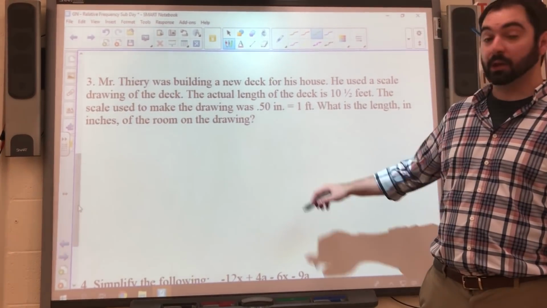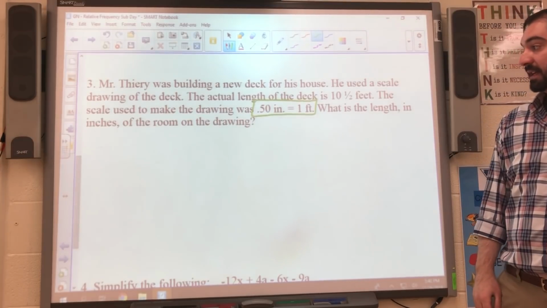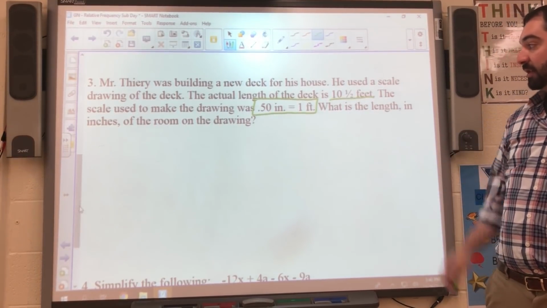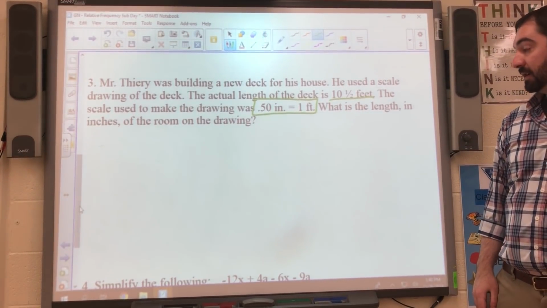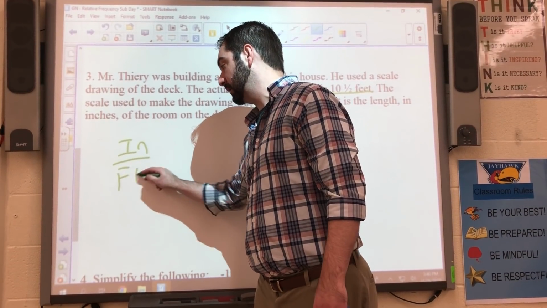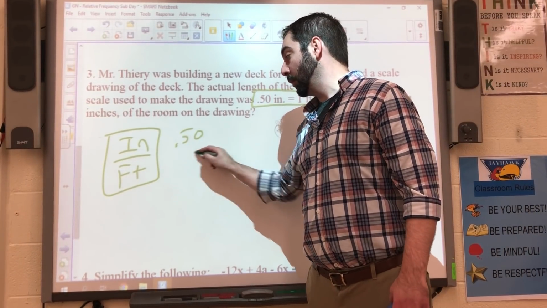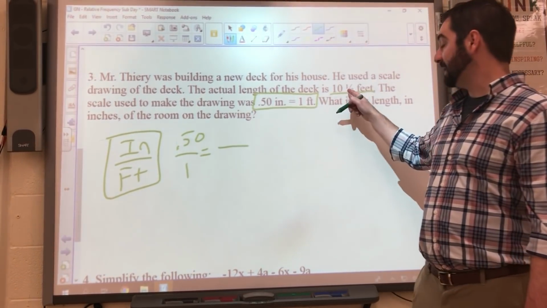Number three, scale factor. Most important thing is that we locate the scale. 0.50 inches is 1 foot. And we want to see how many inches a 10.5 foot deck would be. So again, we start with our ticket, inches over feet. We build our ratio, 0.50 over 1 equals x over 10.5 feet.